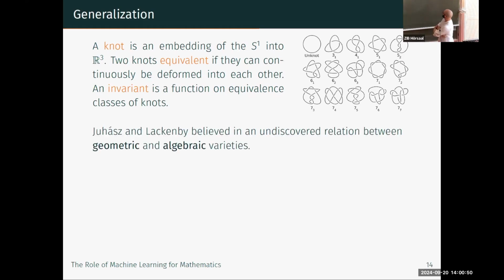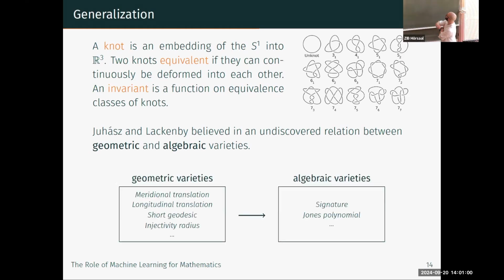Now, Juhas and Lackenby believed that there was a very important but yet undiscovered relation between geometric and algebraic invariants. What this means is that there's basically two different sets of invariants that people studied. There's the geometric kind over here, and there's the algebraic one over here. And people had ways of relating them within each group, but they didn't really have a connection going from one to the other, right? So they kind of seemed like different worlds. And they conjectured very broadly that there should be some connection that people have not found yet.